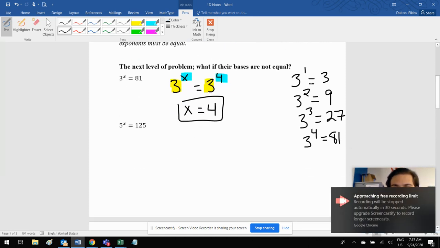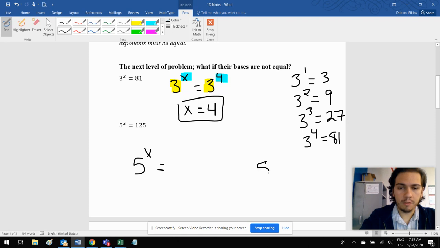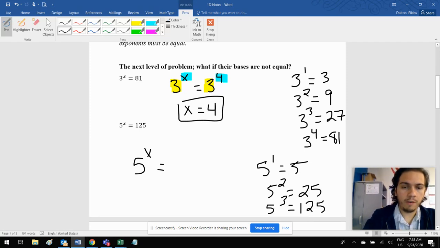The more advanced you get, the less you have to do stuff like this. So here we have 5 to the power x is equal to 125. Well, 125, let's see, 5 to the power 1 is 5. 5 to the power 2 is 25. And 5 to the power 3 is 125. So 5 to the power x is equal to 5 to the power 3, because 125 is equal to 5 to the power 3. So then I know x is equal to 3.